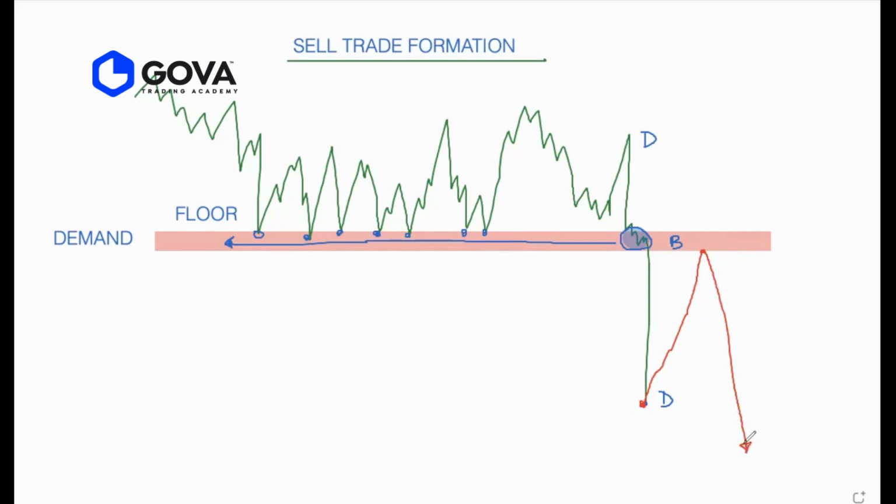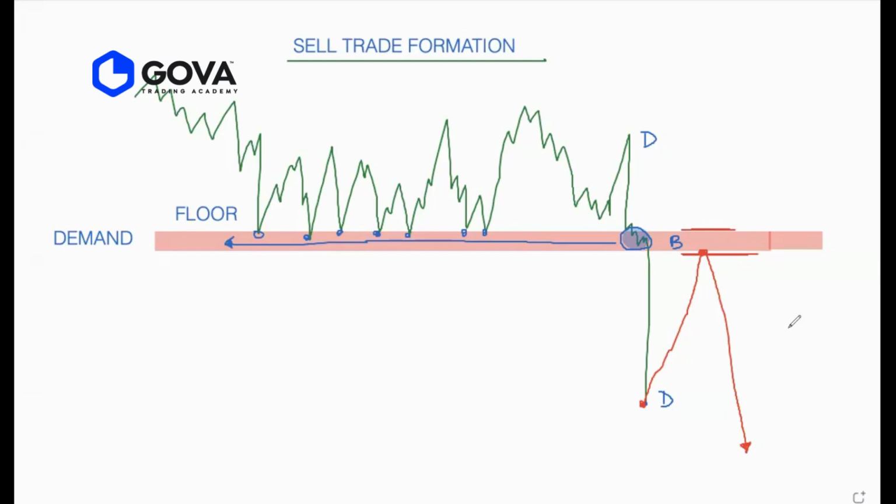Okay, after touching the roof, because that is the law of gravity. Whenever something bounces on the roof, it is going to bounce back down. Okay, so that is how it works. So it means that we took our entry here. Our stop loss is here. Our sell limit order is here.